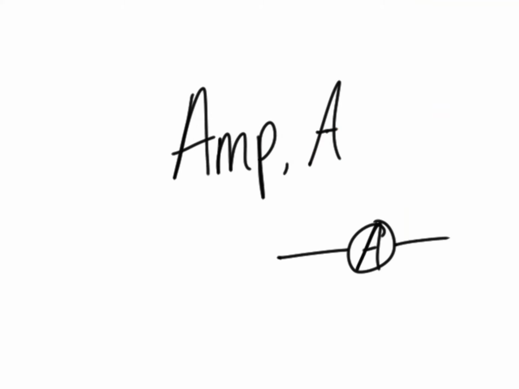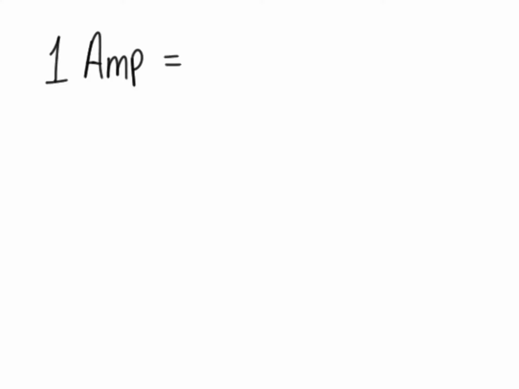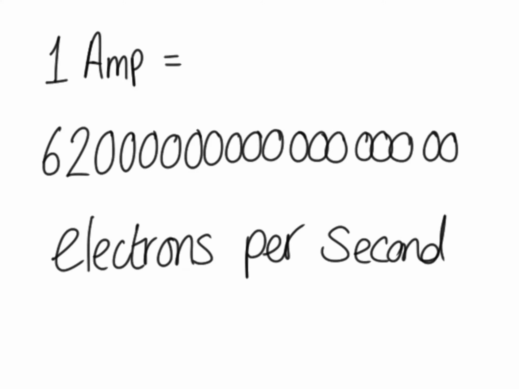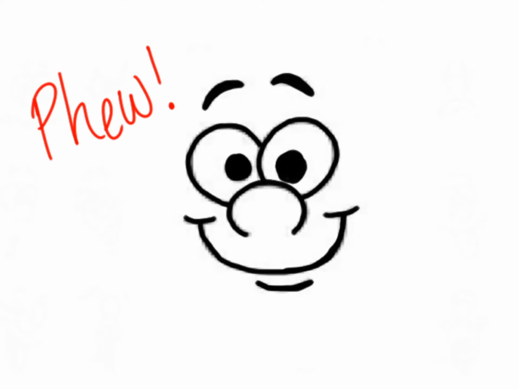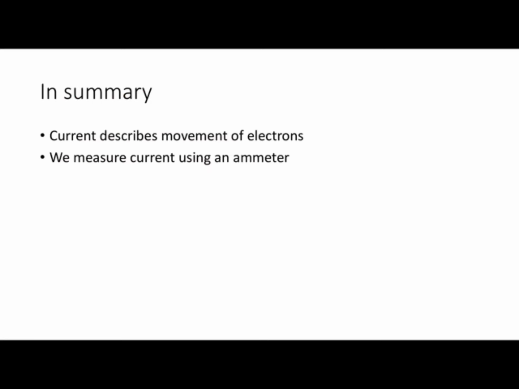1 amp means there are 6.2 quintillion electrons passing through the ammeter every second. Let's stick to saying 1 amp. That's much easier. In summary, current describes the movement of electrons. We measure current using an ammeter. Current is measured in amps.